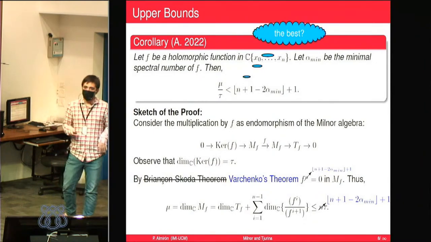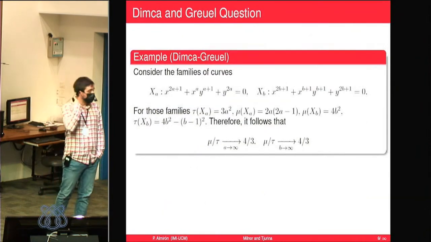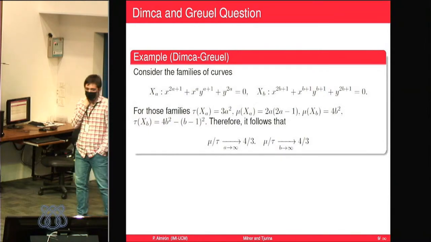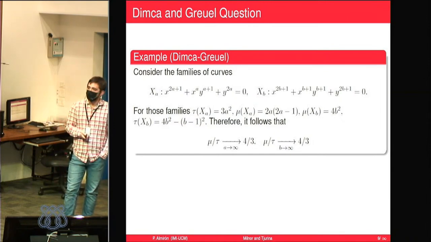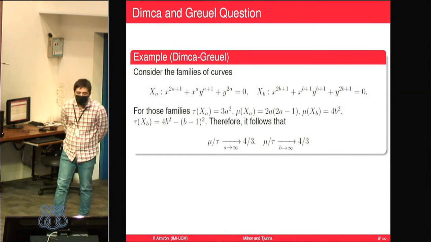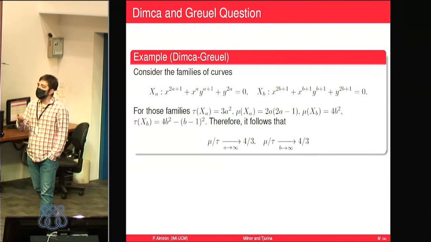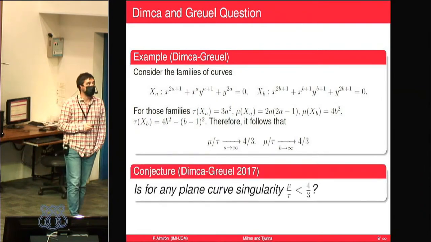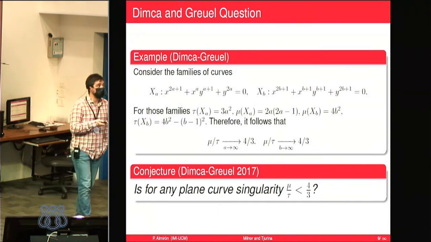And here we are going to go deeper into our main themes. No, generally it's not going to be the best. And why? So our motivation when I started my PhD thesis was a paper of Tinka and Roy, 2018. And they saw these families of plane curve singularities, and they computed the Milnor and the Tjurina number for both families. And then they proved that the quotient of Milnor over tau, which only depends on A and B, tends to 4 over 3 when these numbers tend to infinity. And in that paper, just with these two examples, they ask, is mu over tau less than 4 over 3 for any plane curve singularity? So this was our starting point of the PhD thesis.